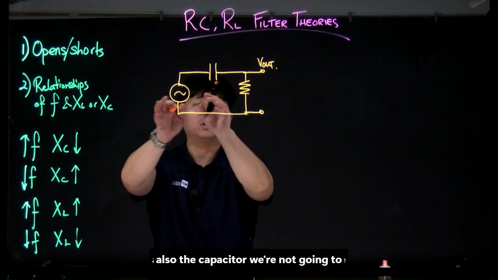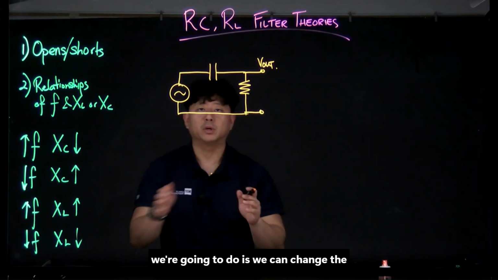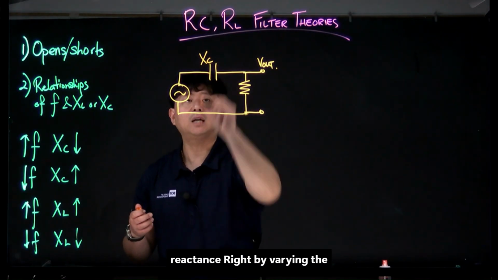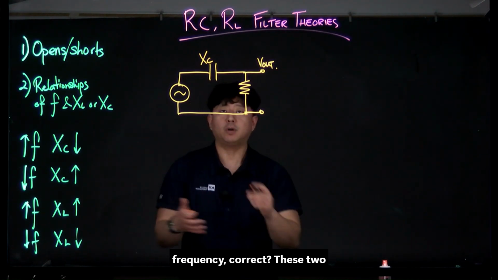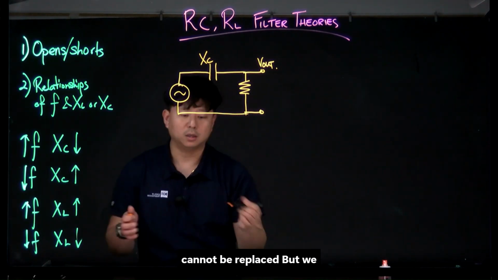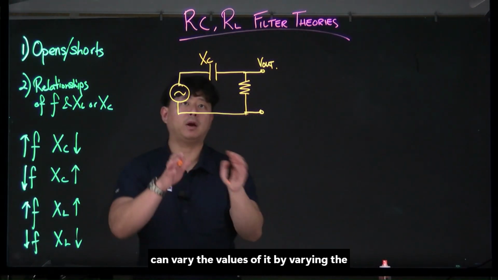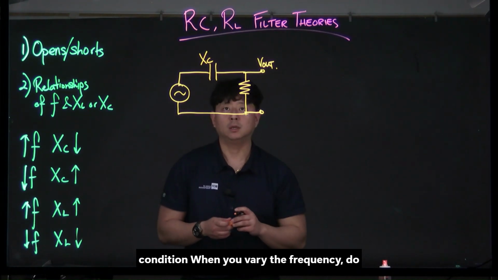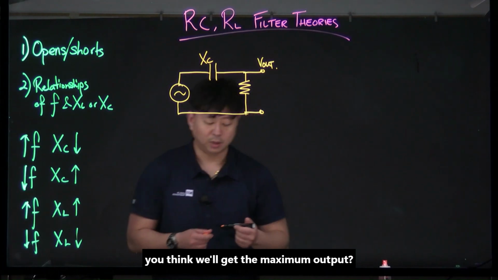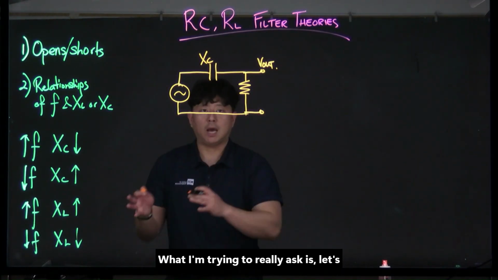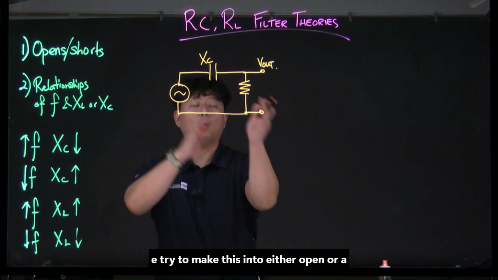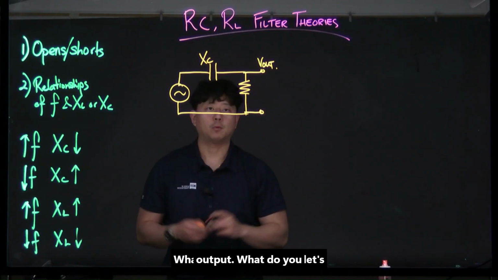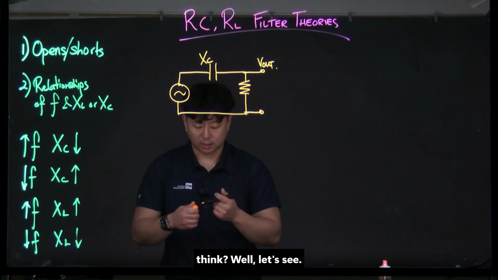And as for the capacitor, we're not going to change the actual capacitor, but we can change the capacitive reactance by varying the frequency, correct? These two cannot be replaced, but we can vary their values by varying the frequency because it's AC. Under what condition, when you vary the frequency, do you think we'll get the maximum output? What I'm really asking is, let's try to make this into either an open or a short condition to get a maximum voltage output. What do you think? Well, let's see.